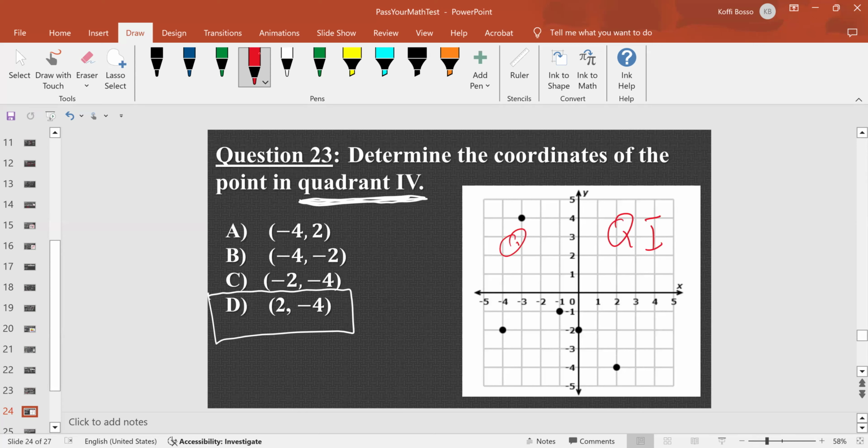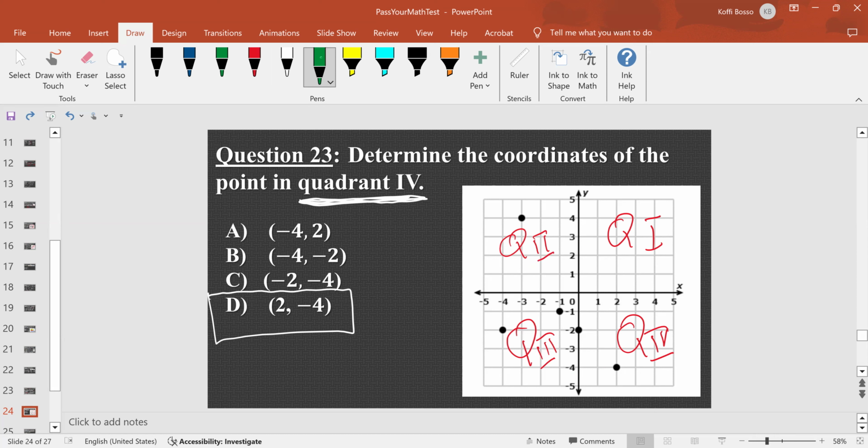The second zone is quadrant 2, Q2. The third zone is quadrant 3, Q3. And the last one is quadrant 4, Q4. So always follow that order. It's like you are writing a capital C: you start from quadrant 1 and you end in quadrant 4. So capital C, the way you write capital C.